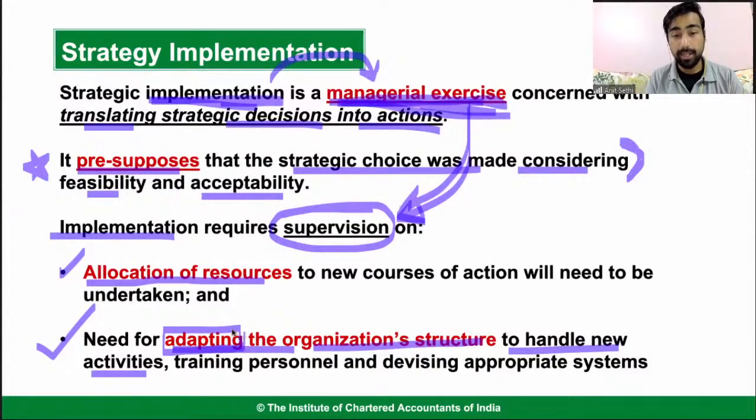Second is the need for adapting the organization structure to handle the new activities, right? Adapting to the organizational structure is also what they have to supervise, that people are adhering to the system. That people are adhering to the system is also what a manager does.